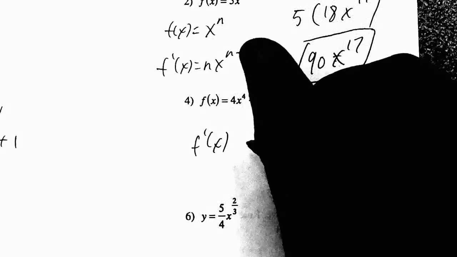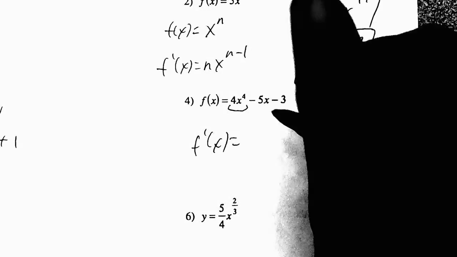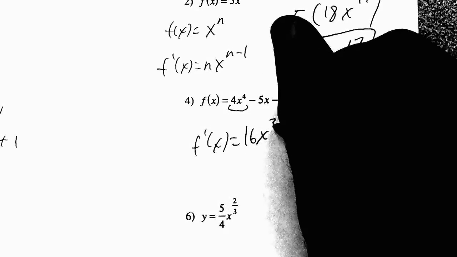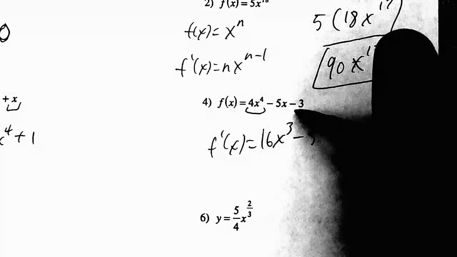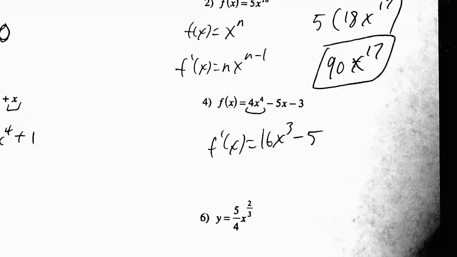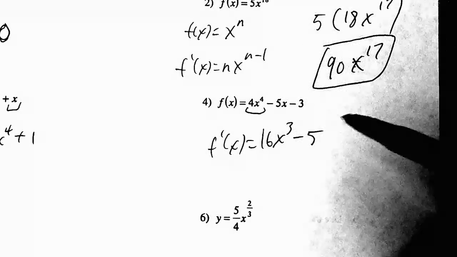Derivative of f of x equals, same thing, you're splitting it up into sections. 4 times 4 is 16x to the third minus 5. And then the derivative of negative 3 is 0, so that cancels. And then the derivative of negative 5x is negative 5.